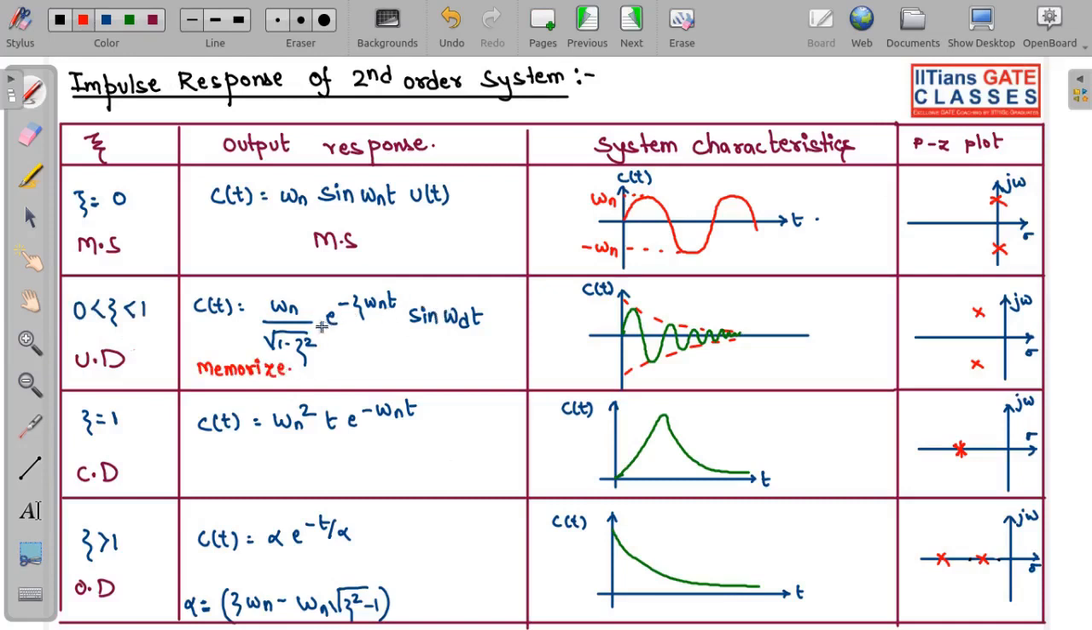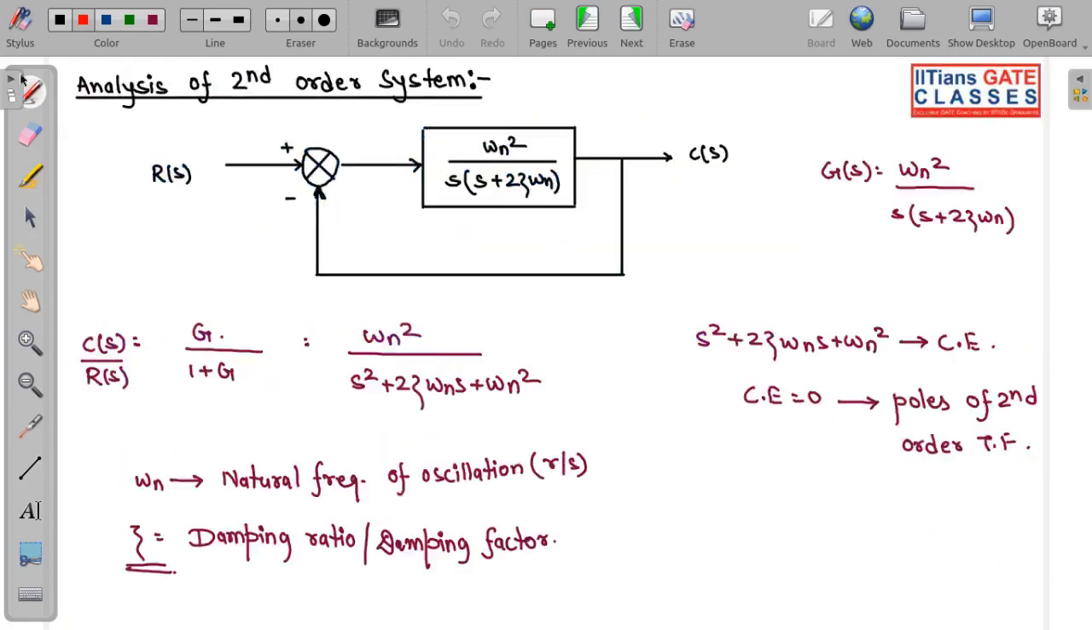Over here you can see that C of t is equal to omega n divided by under root of 1 minus zeta square, e to the power minus zeta omega n t, sine omega d t. Now what is this omega d? Omega d is known as damped frequency of oscillation. So I will write it over here. Omega d is equal to damped frequency of oscillation, and it is given by omega n into under root of 1 minus zeta square.